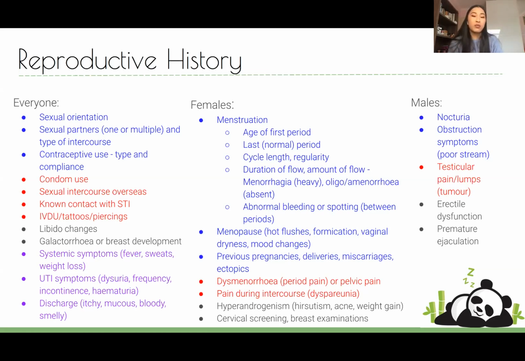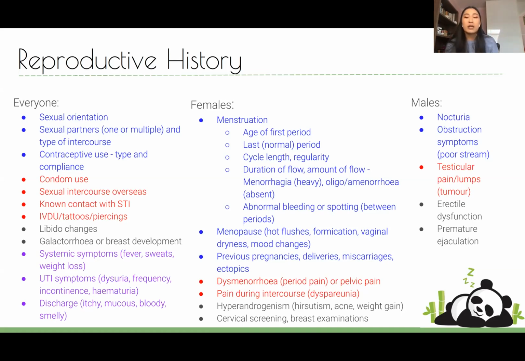And then you want to know about pregnancies. So pregnancies being like breaks in menstruation. So how many pregnancies they've had, and importantly, how many of those pregnancies have been deliveries, and then if they've ever had miscarriages or ectopics, because previous ectopic is a risk factor for further ectopics.